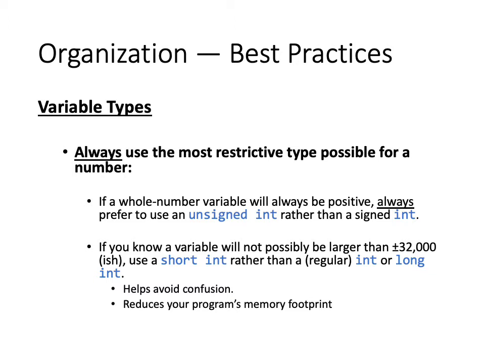This can help you avoid confusion. It helps remind you and other developers that are working on your code that you expect this number to be very small, and it can reduce the memory footprint of your program. However, it might not be as scalable long term, so that's a weaker piece of advice. It's okay to use the bigger ones. 4 bytes is not going to hurt your program.